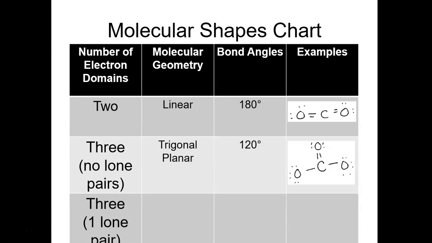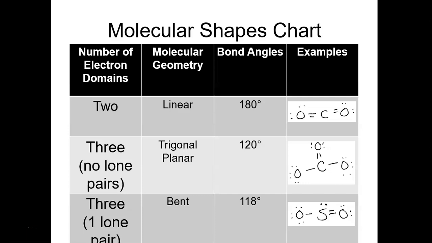Now, let's say that we had a structure like that with 3 domains, but one of those electron domains was a lone pair. So just imagine that one of those oxygens was replaced by a lone pair. Now, you might expect that since there's still 3 electron domains, the bond angles would be 120 degrees, and that would be an excellent guess. However, they're actually 118 degrees-ish.